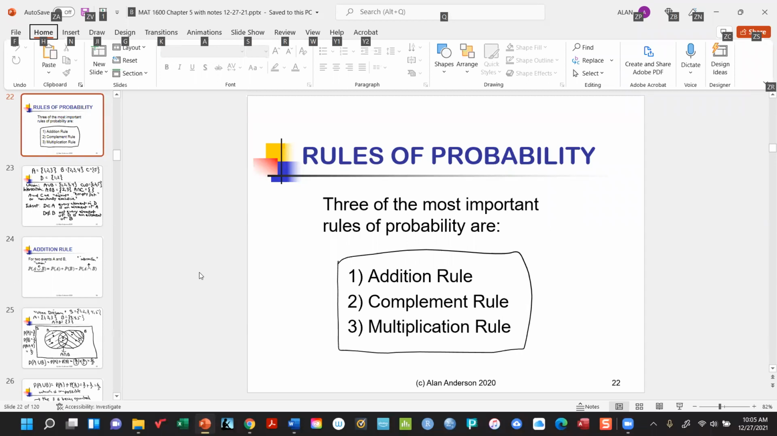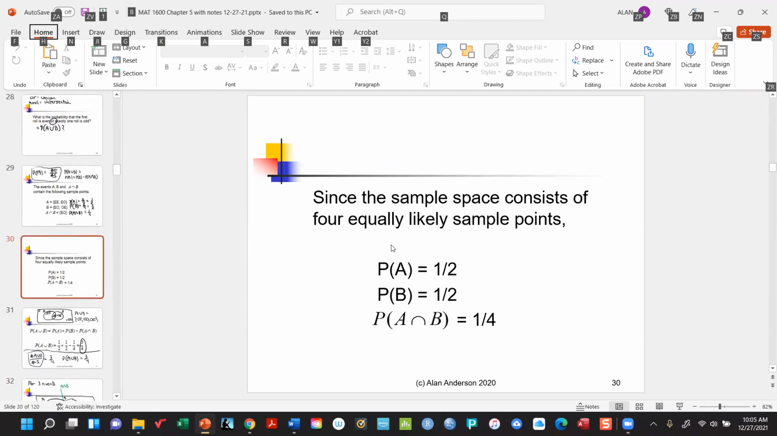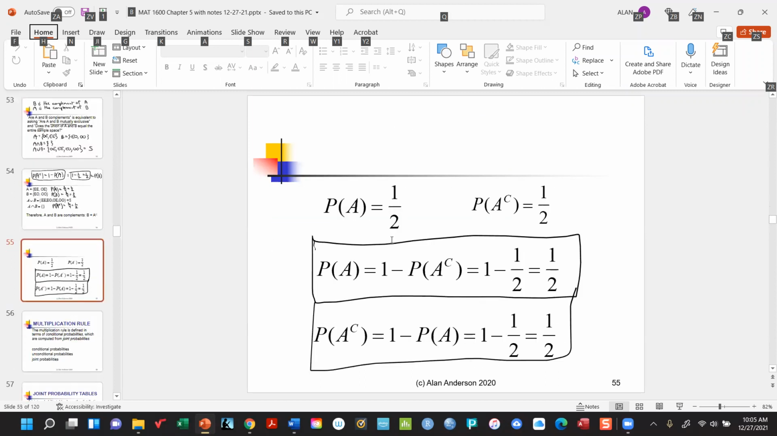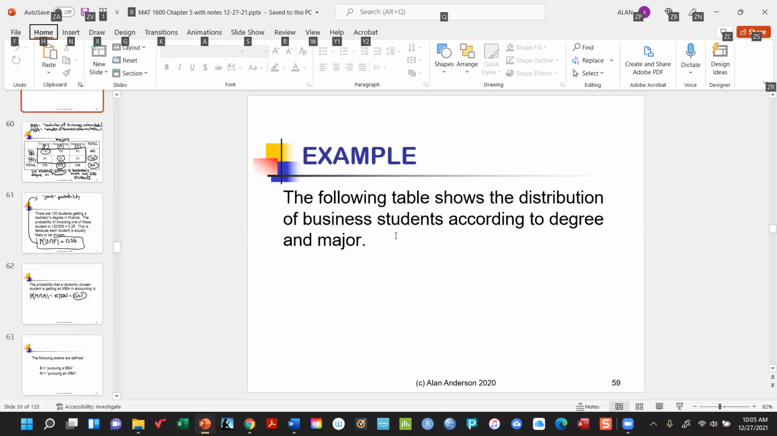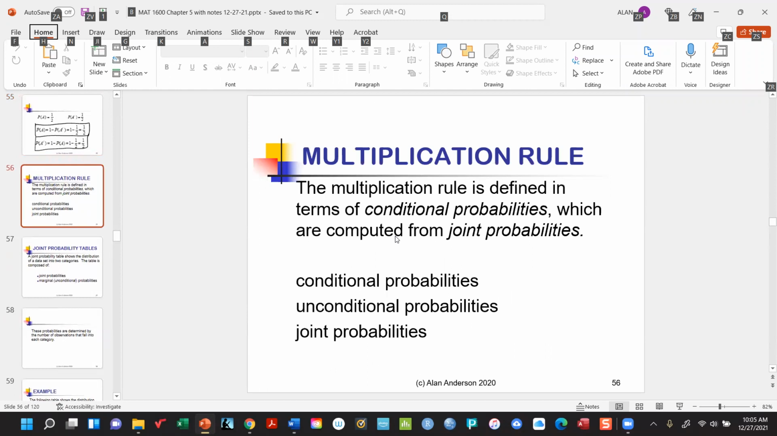We're going to work through an example from start to finish, which will illustrate several of these key concepts before we actually formally define the multiplication rule. So let me just jump down here and find it. Let's see. Here we go. So the multiplication rule is defined in terms of what we will call conditional probabilities, which in turn are computed from what are called joint probabilities. So that means we now need to introduce some of these new concepts before we can actually introduce the multiplication rule. Otherwise, it won't make any sense.